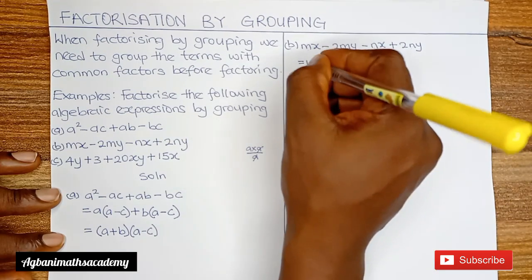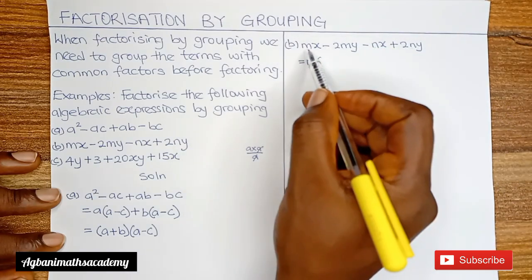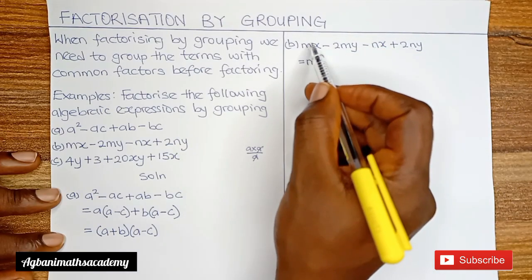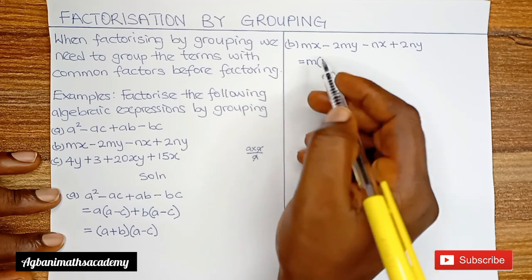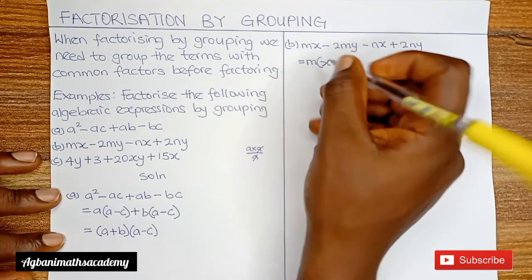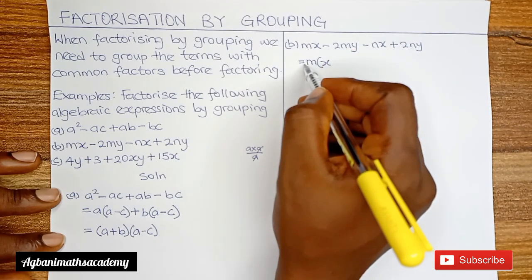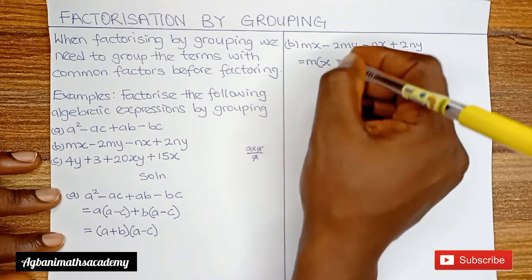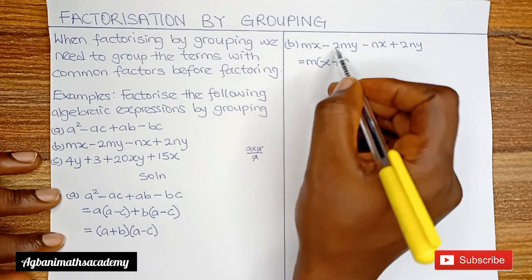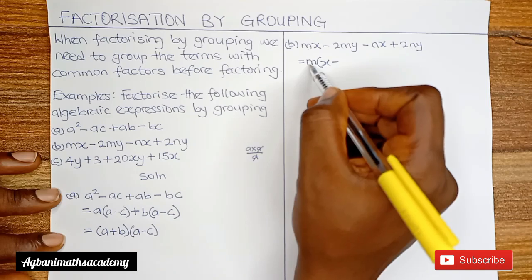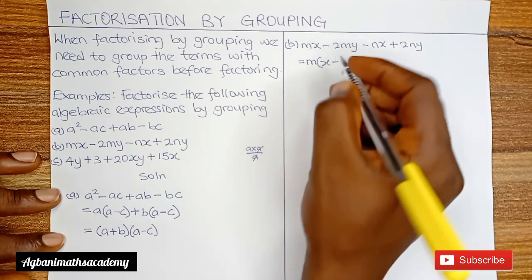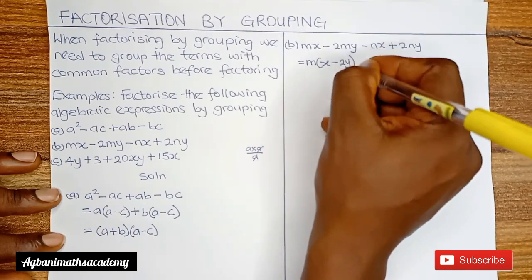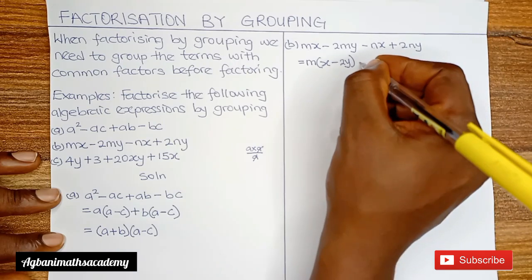So we bring m out. We open the bracket. Mx divided by m. M is going to cancel out m, so we have x. There is an invisible plus sign here. So minus divided by plus is going to give us minus. 2my divided by m. M is going to cancel out m, so we have 2y. We bring the minus sign down.